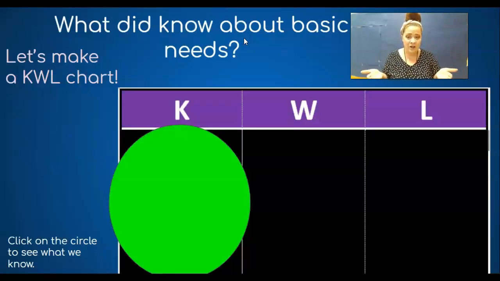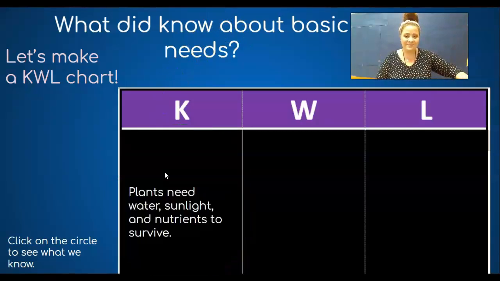Let's make a KWL chart. First, we need to start with what we already know. Pop that green bubble so we can see what we already know about this topic. Plants need water, sunlight, and nutrients to survive. You do know that because we've already learned about the basic plant needs in a previous lesson.